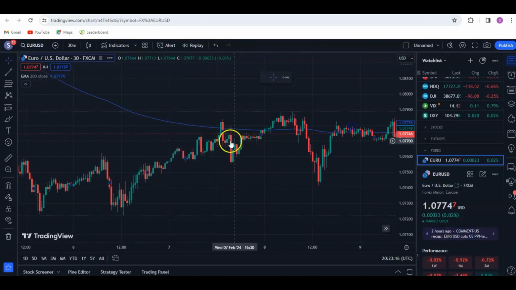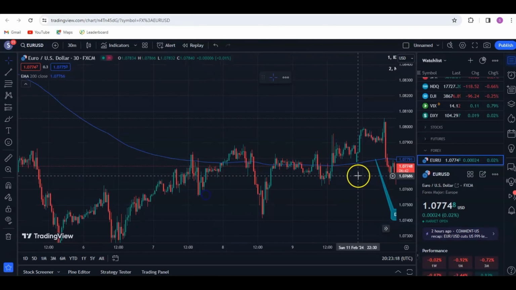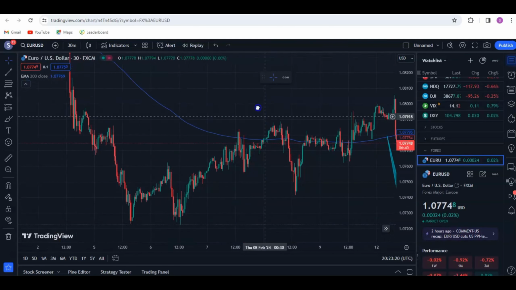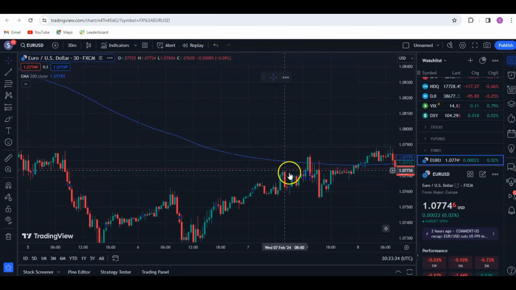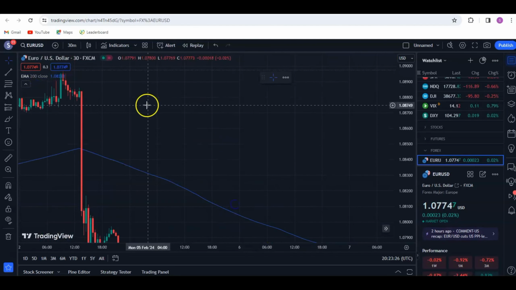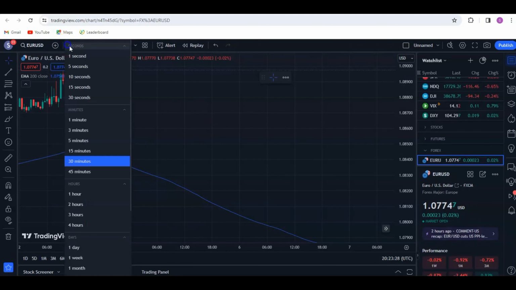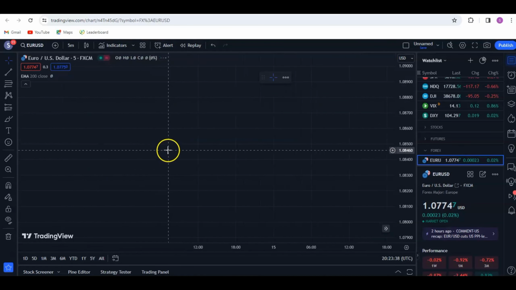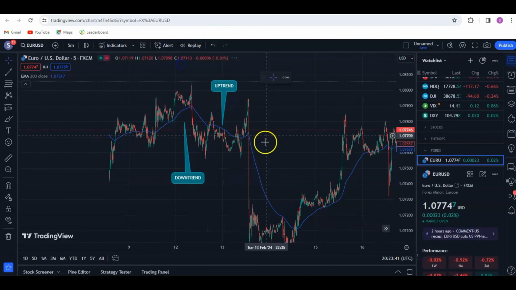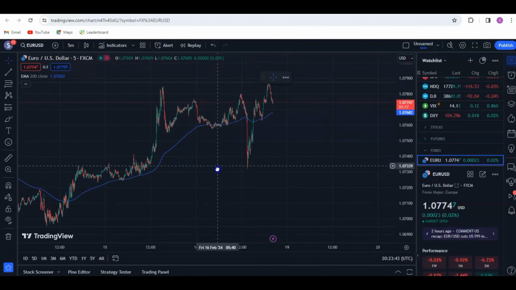So now let us know how can we earn from using this 200 MA indicator. One thing I would like to do is to change my time frame to 5 minutes. You can navigate where you see your time either on your PC or on your phone. Just change it to 5 minutes. So this is the 5 minute time frame. Let me bring it out. Okay, so this is the 5 minute time frame.